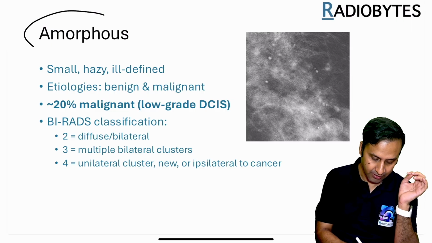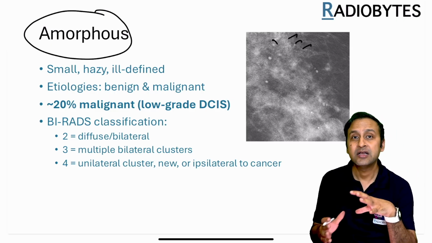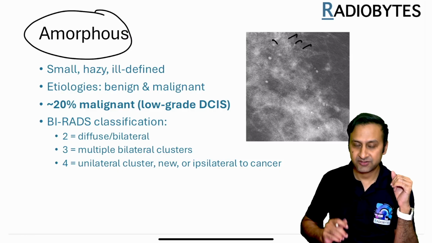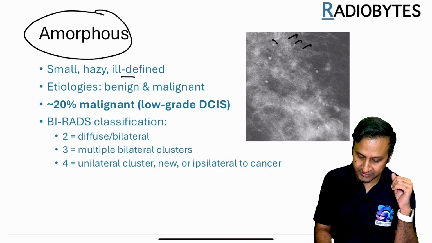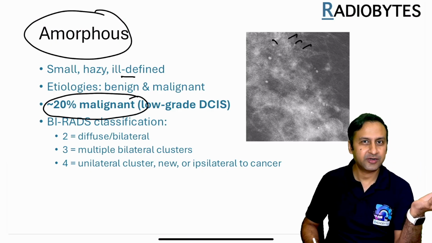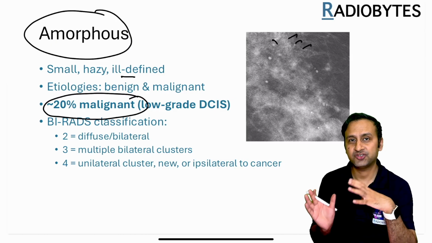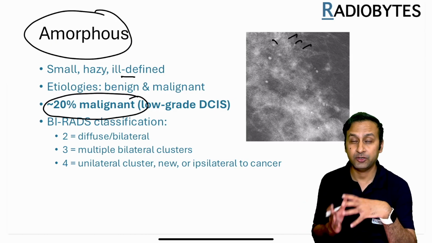First of all, the amorphous calcifications, which we looked at here, where we could not see the margins or the morphology of the calcifications. So they're small, hazy, and ill-defined, and they have a risk of malignancy to the tune of nearly 20%. Now, this data may be different in different books, but they are something which is suspicious. They are of intermediate concern, and we need to report them.